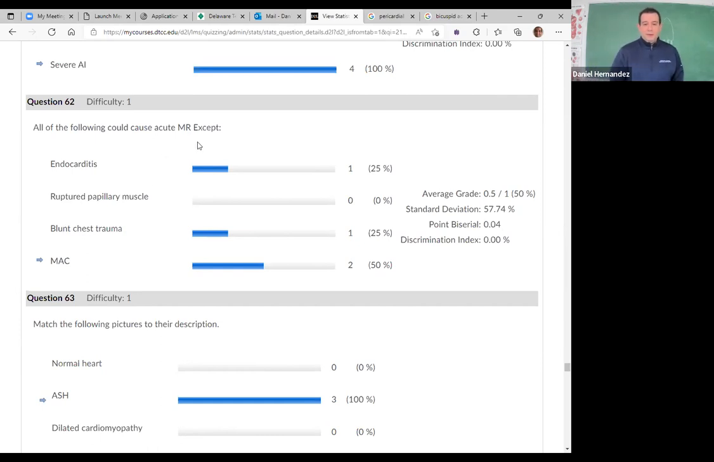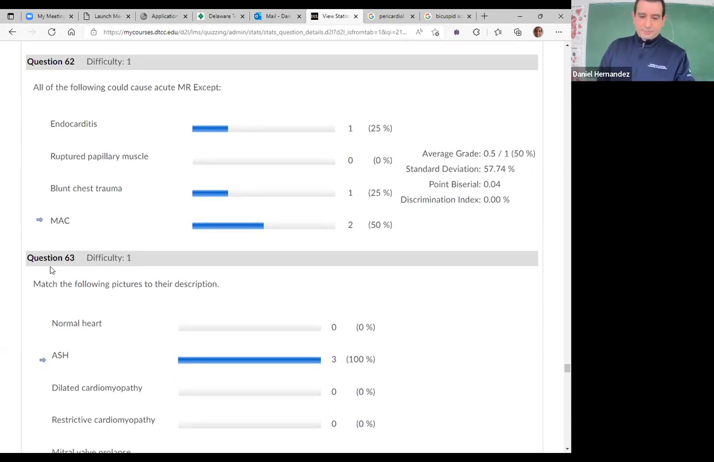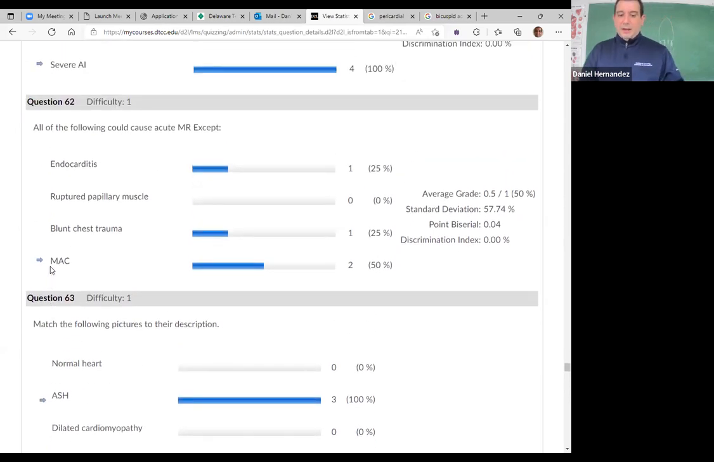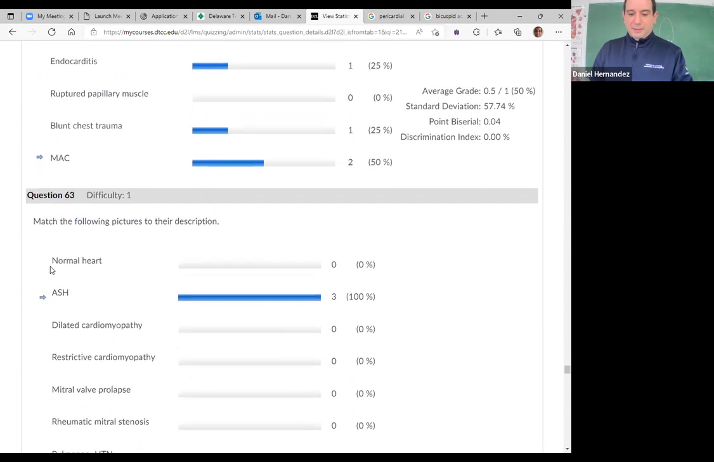MAC, or mitral annular calcification, is a slow process. Think of it: you're developing calcified plaque on that valve, and that plaque isn't going to develop overnight. So it's not going to be an acute process. That's going to be more of a chronic condition, something that happens slowly over time. Particularly in the early onset of mitral annular calcification, they may not necessarily even have mitral regurg at that point yet.